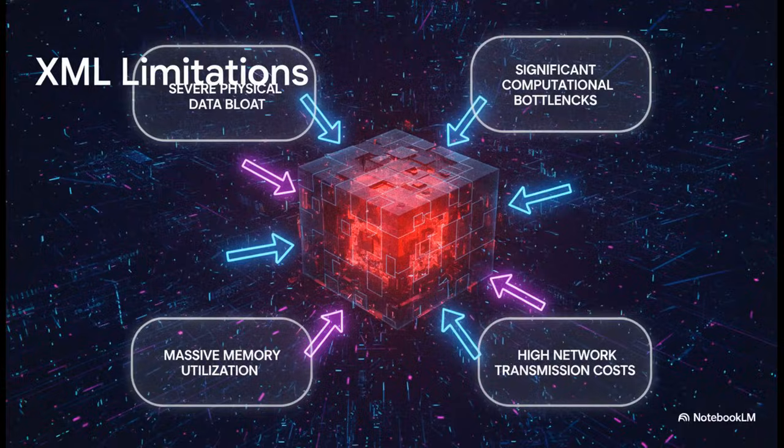So what does this actually look like in practice? Well, when you try to force millions of these granular, repeating transaction records into an XML format, you get massive physical data bloat. I mean, the files become gigantic. And to process these reports, systems have to build an entire in-memory document object model, or DOM, that literally eats up gigabytes of RAM, causes extreme computational bottlenecks, and drives network transmission costs through the roof. The whole system just groans under the weight.